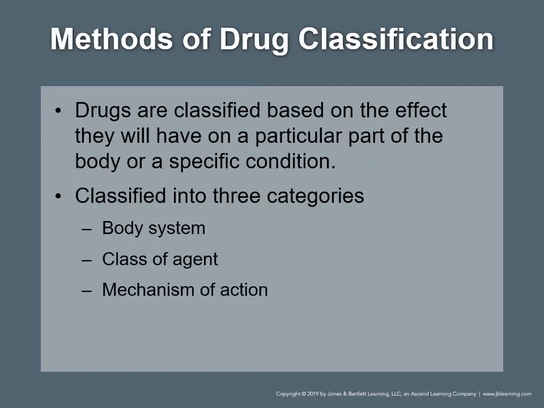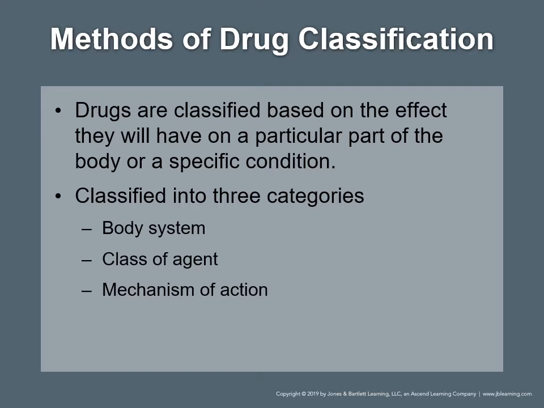Methods of drug classification. Classifications of drugs are based on the effect drugs will have on a particular part of the body or on a specific condition. Many medications fall into more than one category. Drugs or medications can be classified into three categories: the body system, class of agent, and mechanism of action.